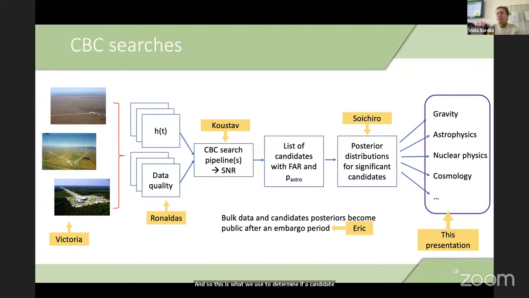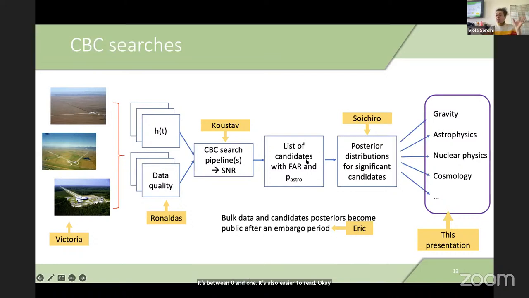The false alarm rate, or FAR, is not actually the end of the story. If you open the catalogs, you will see another quantity that is called p_astro. That's the probability of being of astrophysical origin. And we can discuss more in the questions, but just very broadly speaking, the FAR is mostly informed about the noise, while p_astro also assumes a population for the signal. So that's a probability. It's between zero and one. It's also easier to read.